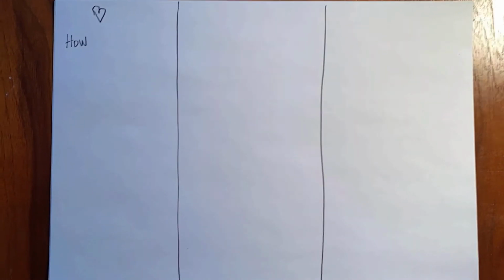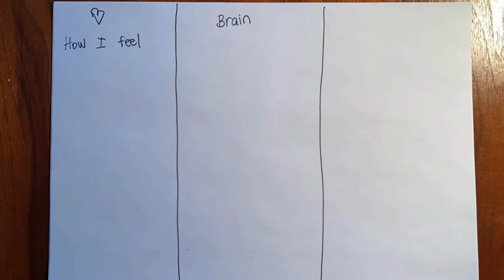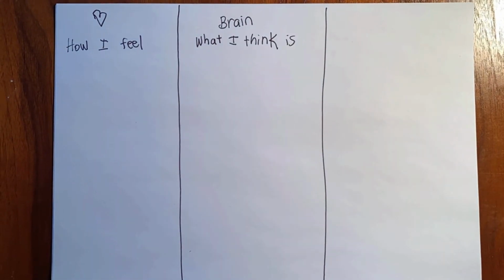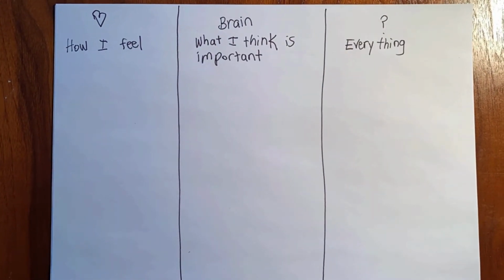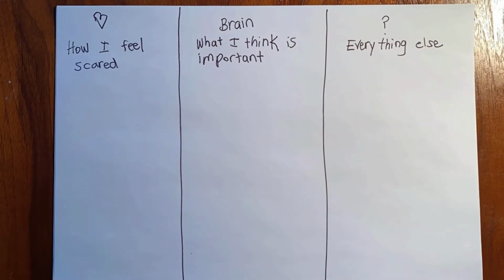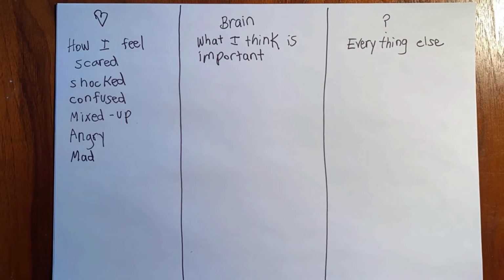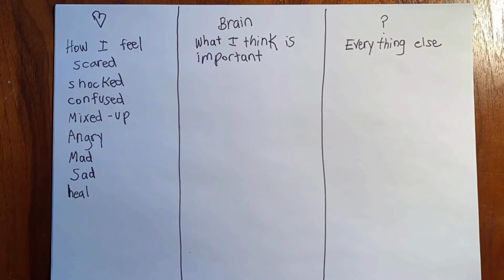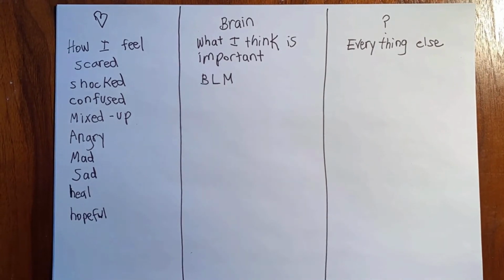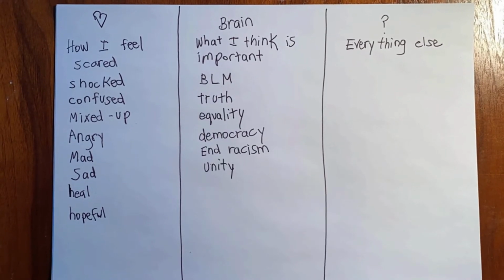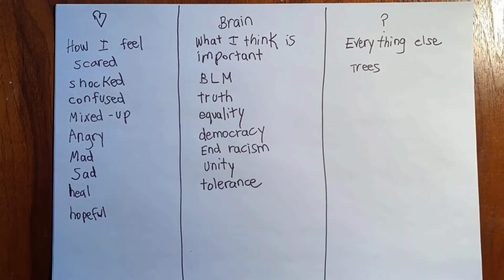Take a piece of paper and make 3 columns. One for how you feel, one for what you think is important, and one for everything else. In the heart column, how you feel, list the words that express how you feel. In the brain column, write the words that you think are important, that you want to share, and in everything else, write words that you might like to illustrate.